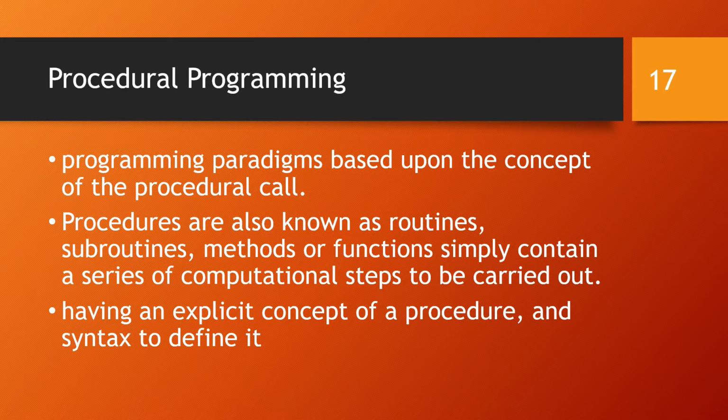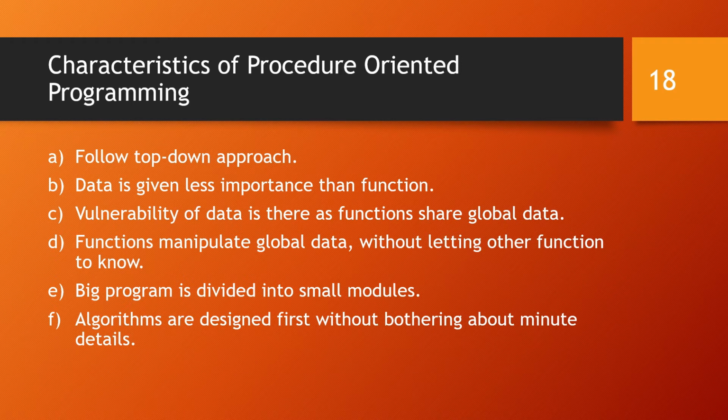To be considered procedural, a programming language should support procedural programming by having an explicit concept of a procedure and syntax to define it. It should ideally support specification of argument types, local variables, recursive procedure calls, and use of procedures in separately built-in programs constructs. It may also support distinction of input and output arguments. So let us proceed to the characteristics of procedure-oriented programming.